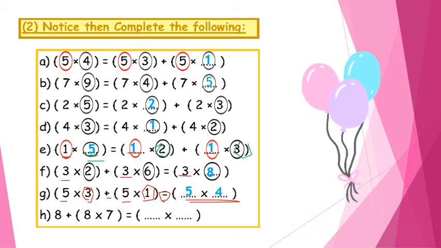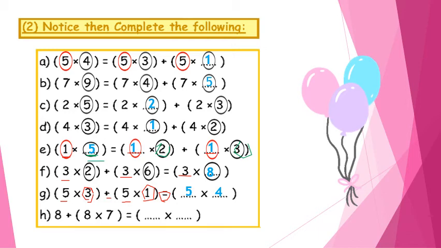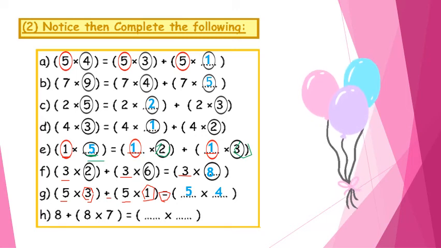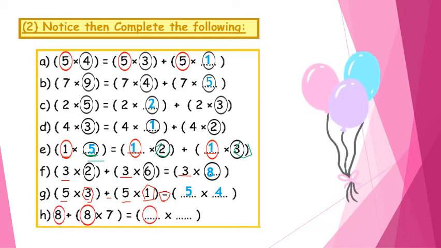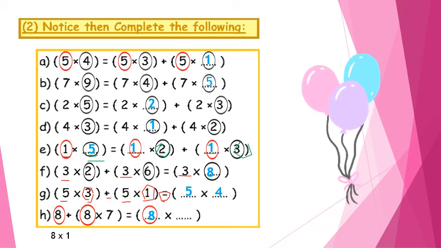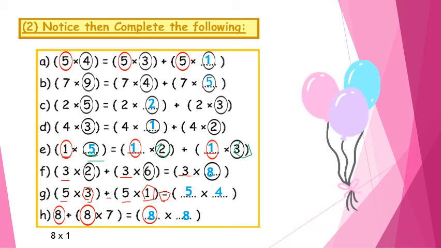Okay, the last one we have here. 8 plus 8 multiply 7. As you can see, I have only 8 here. What can I do? Okay, I know that 8 is equal to, this is the first component I have, so I will keep it like it is. And the other component, or the other factor, how can I find it? Okay, I know that 8 is equal to 8 multiply 1. So I will suppose that this is 8 multiply 1. And this is 1 I have here, and 7, so I will add them together. It will be 8.